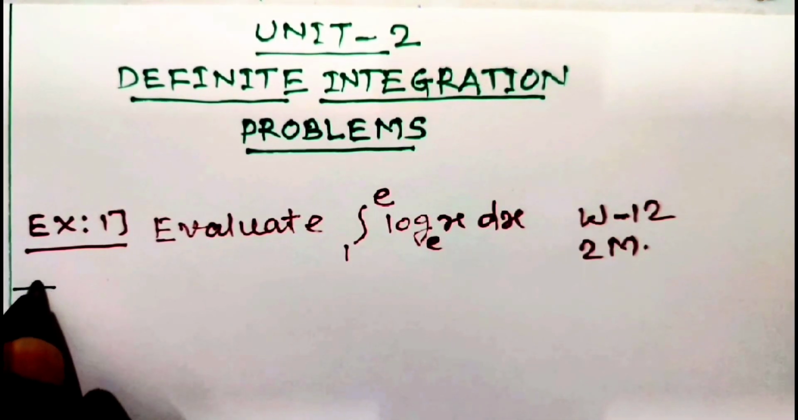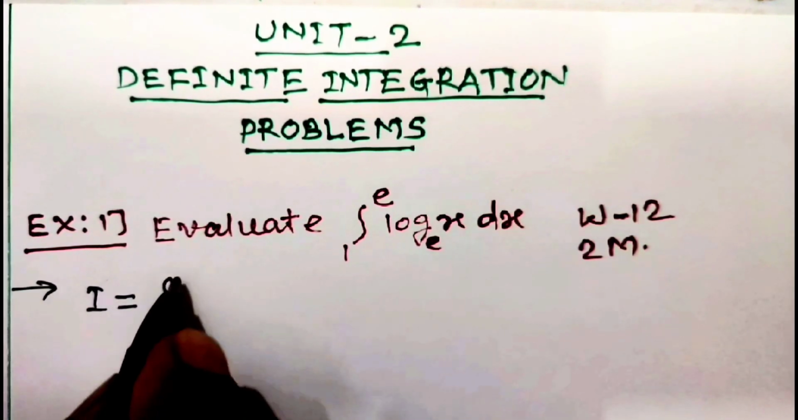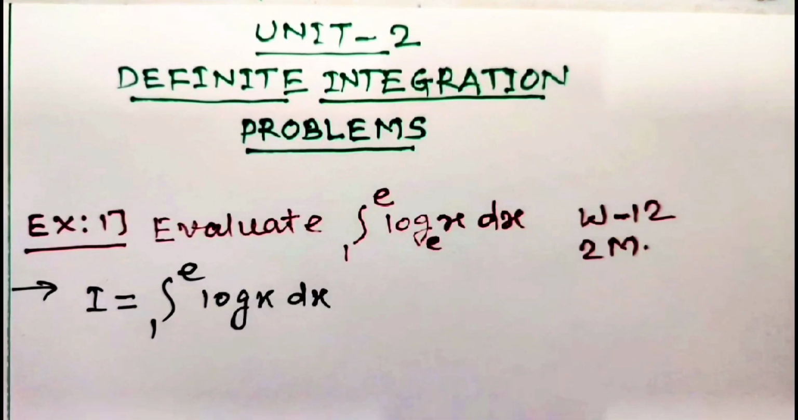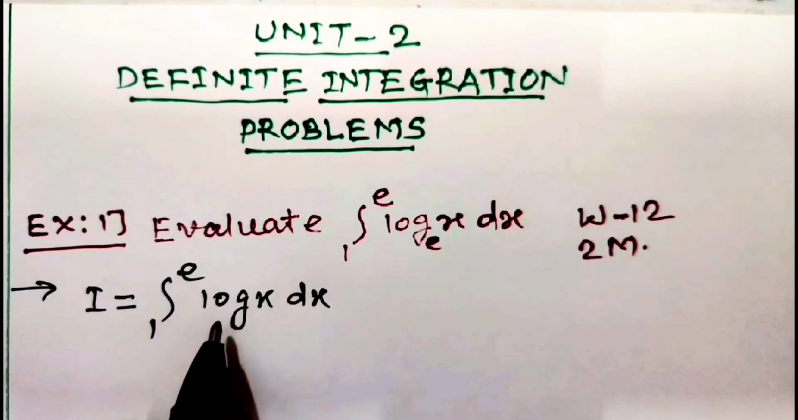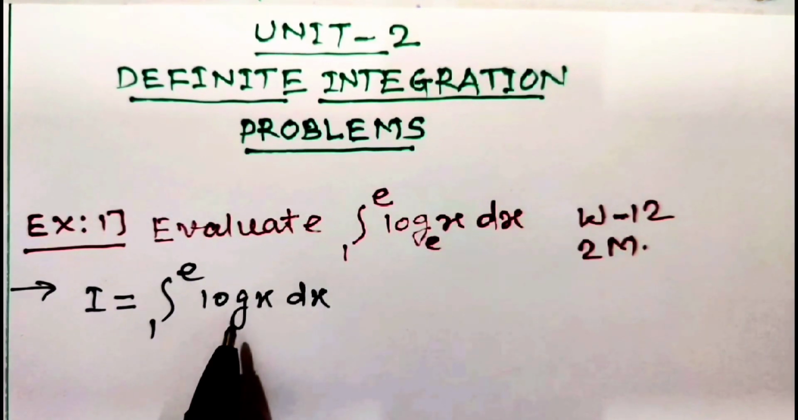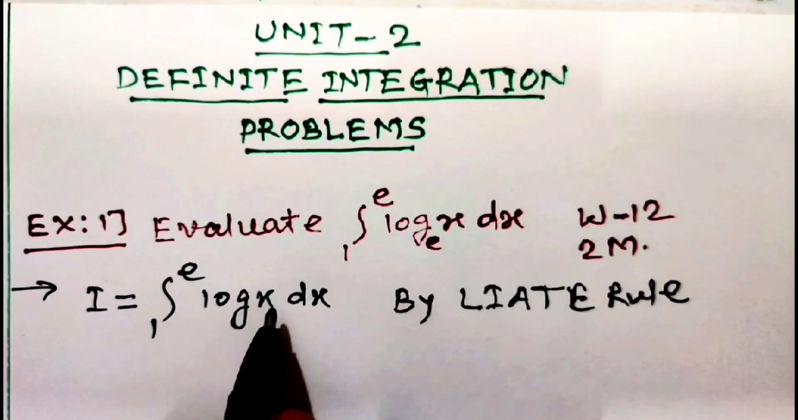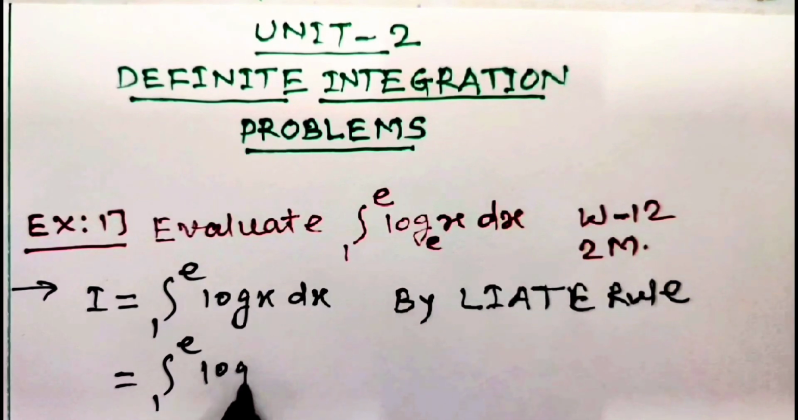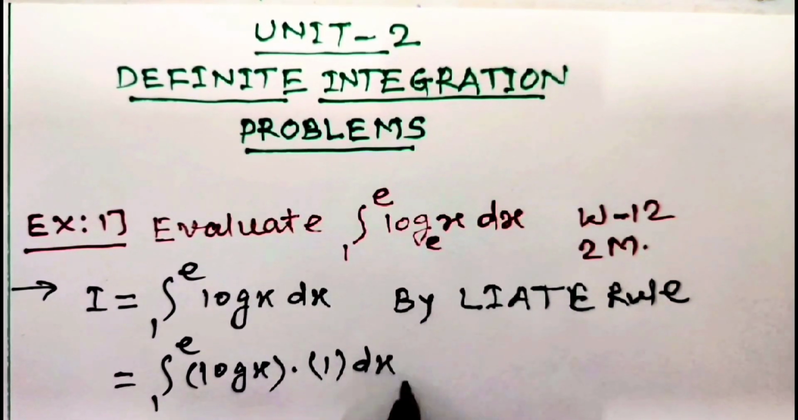To evaluate this integral, first of all consider the given integral I is equal to integral from 1 to e logarithm of x, integral with respect to x. Now this is a logarithmic function and you can find the integral of this function by the by parts method. This is the first function. Applying the LIATE rule, we have to consider the second function as 1. So this is equal to integral from 1 to e logarithm of x, which is the first function, into the second function 1, integral with respect to x.